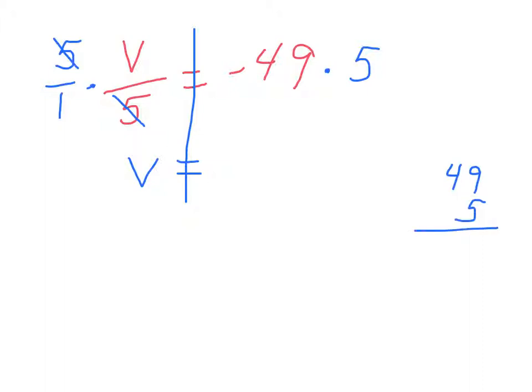So I'm going to do that off to the side. 9 times 5, that's 45. 5 times 4 is 20 plus 4. So I'm going to get 245. I need to remember that when I multiply a negative times a positive, I'll get a negative. So my final answer for this will be v equals negative 245.